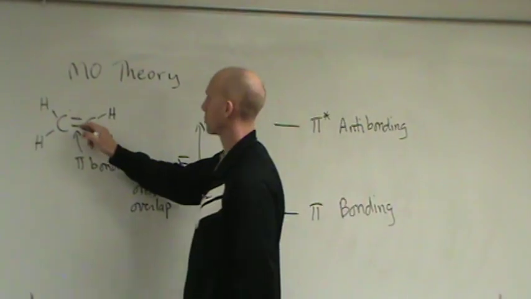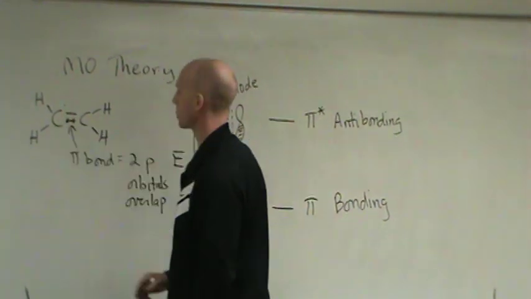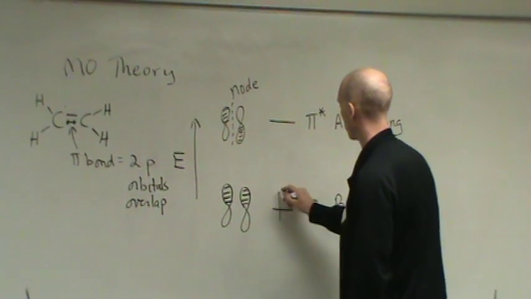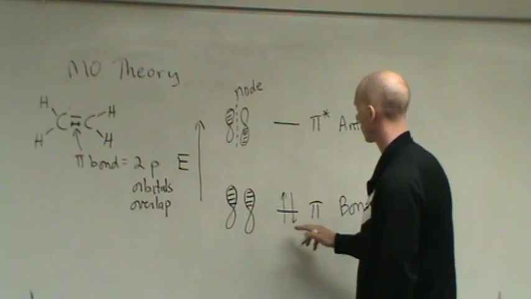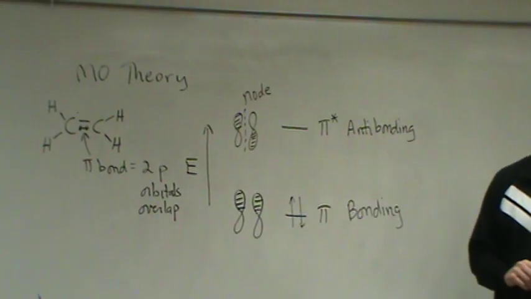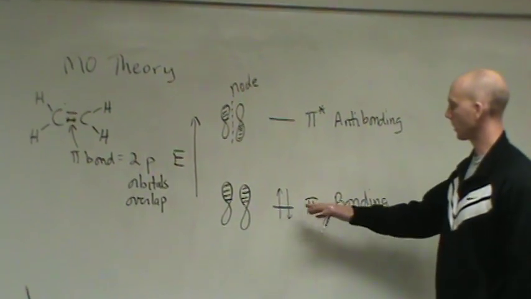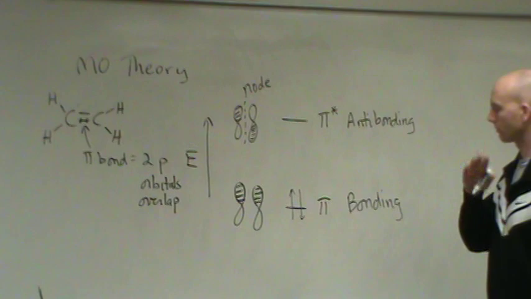Remember that this pi bond has 2 electrons in there, so I put them in the lowest energy level first, okay, according to the Aufbau principle. They're paired up, and so they're both down here.